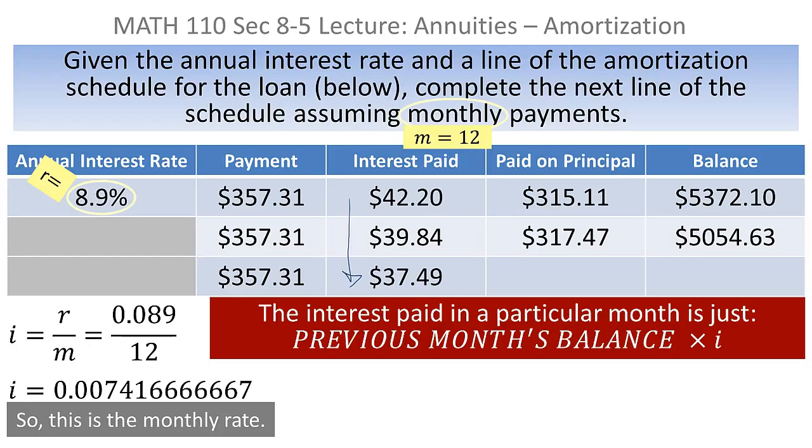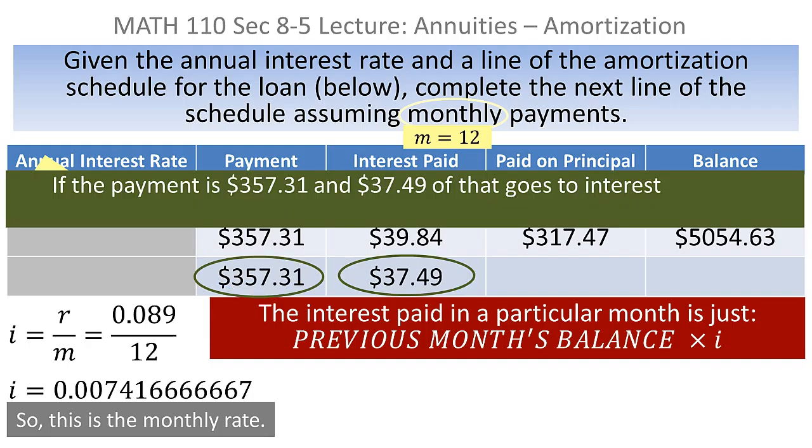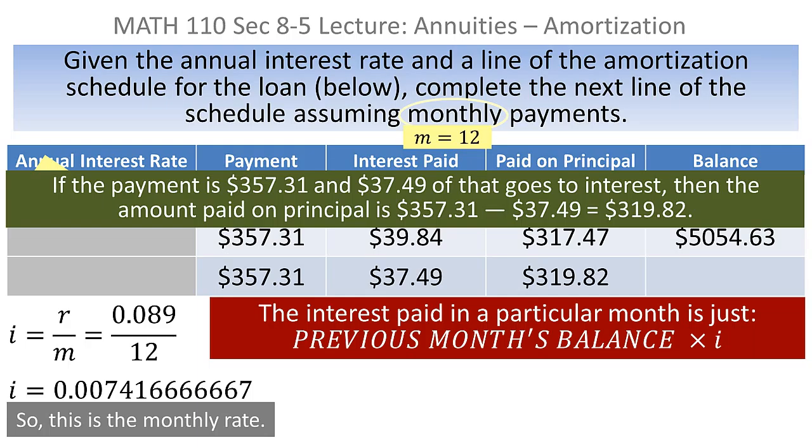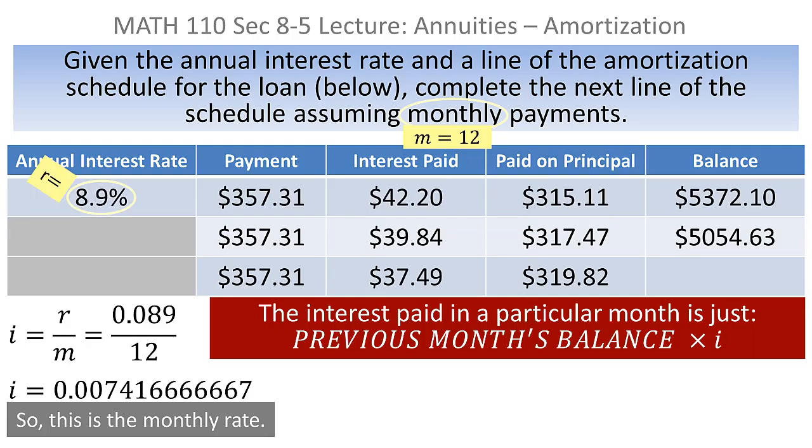Right, back to the amount paid on principal. As we did before, the payment minus the interest leaves you with what you paid on principal. So if you subtract those two numbers, you get $319.82. So that's the amount paid on principal. And notice, just as the interest paid values go down, 42, 39, 37, the amount paid on principal goes up. Every month, there's less interest paid and more payment onto the principal. So the interest payment should always go down and the paid on principal value should always go up.